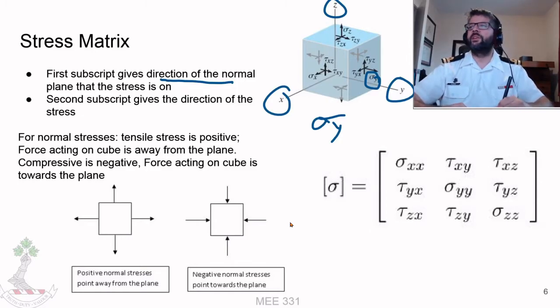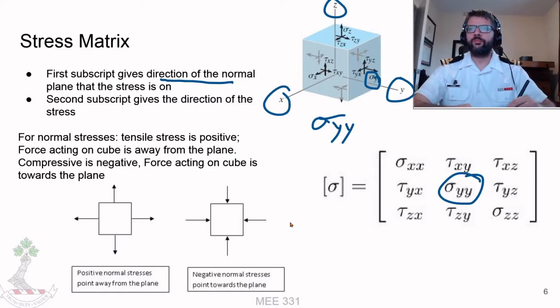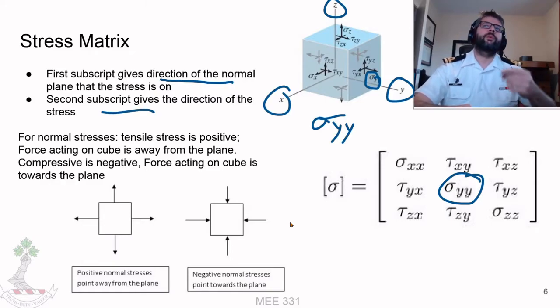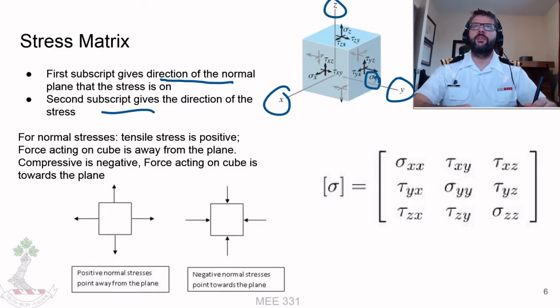Now sometimes you'll also see this posted as sigma YY. That's common enough. So that's just telling us that that is on the positive y face and in the positive y direction. So the second subscript is what gives us the direction of the stress. So for any of the normal stresses, those two match, whereas for the shear stresses they don't.